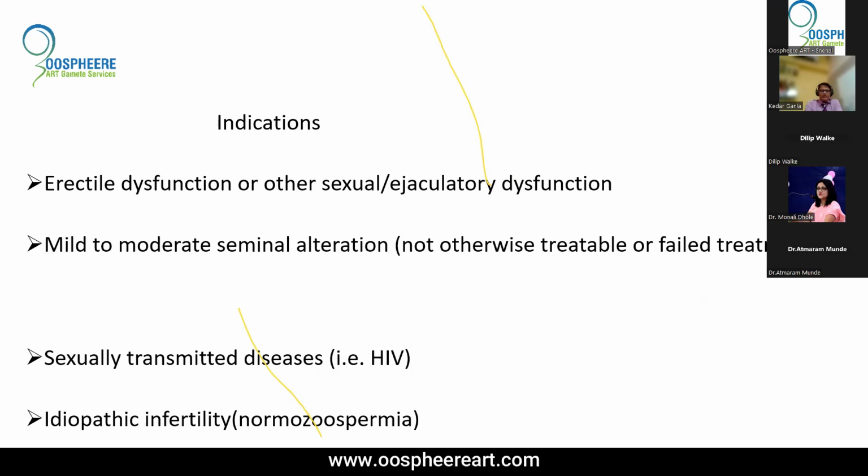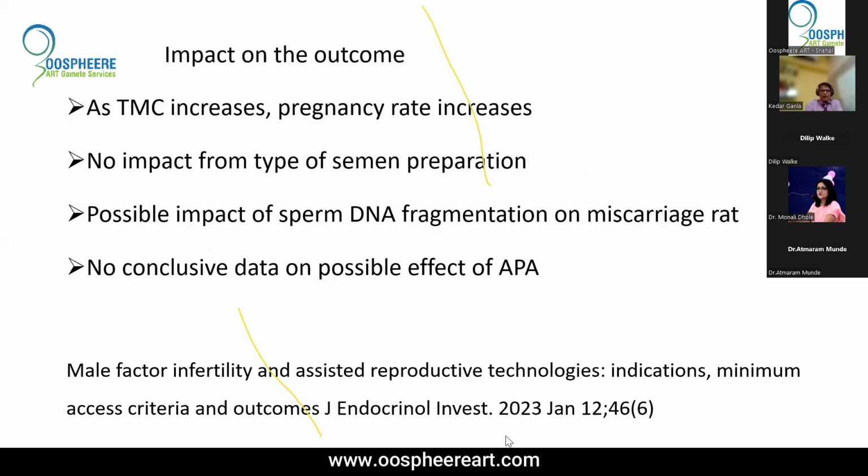Now, in our clinic, for this particular issue, if there is no consummation of marriage, we teach them self-vaginal insemination by doing ejaculation at home for 6 months, and then treat mild to moderate seminal alteration and idiopathic infertility.